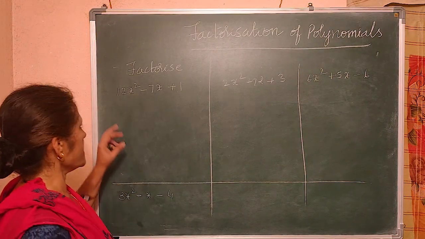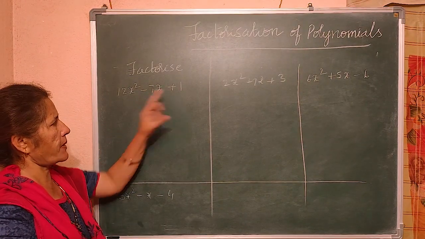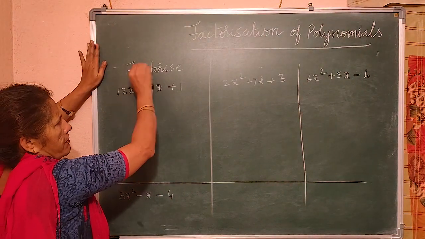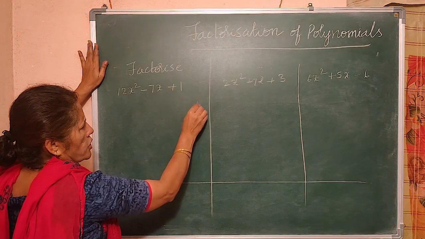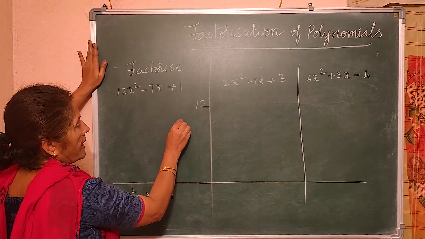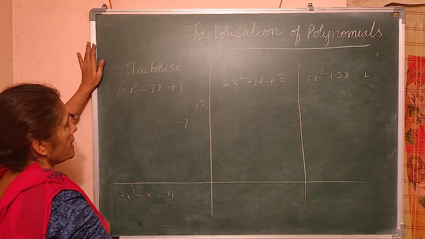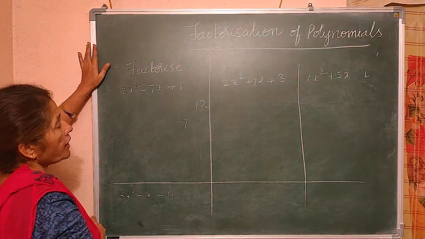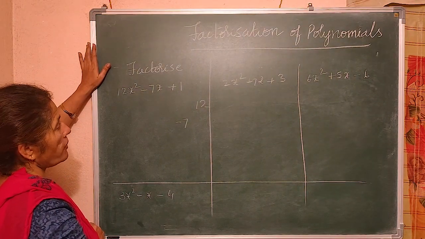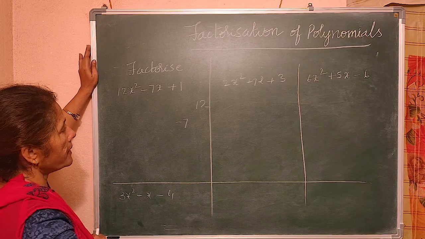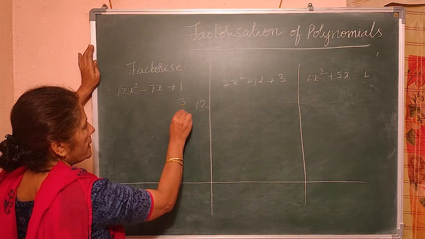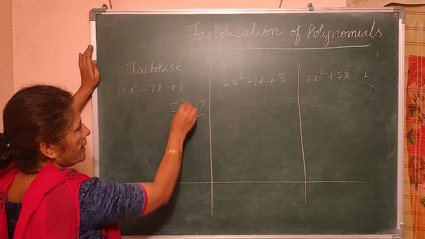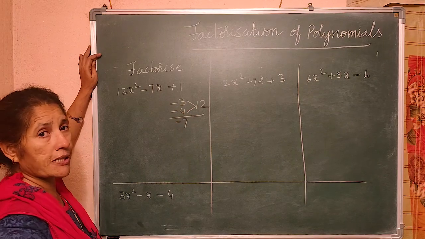Now look at this: 12x square minus 7x plus 1. It is not 1, so the first step is you have to multiply 12 with 1. So the product has to be 12, the sum has to be minus 7. The product has to be plus 12, so both should be minus, right? How can you think? Product has to be 12, sum has to be minus 7. 3 and 4. Minus 3 minus 4 is minus 7. Minus 3 into minus 4 is plus 12.